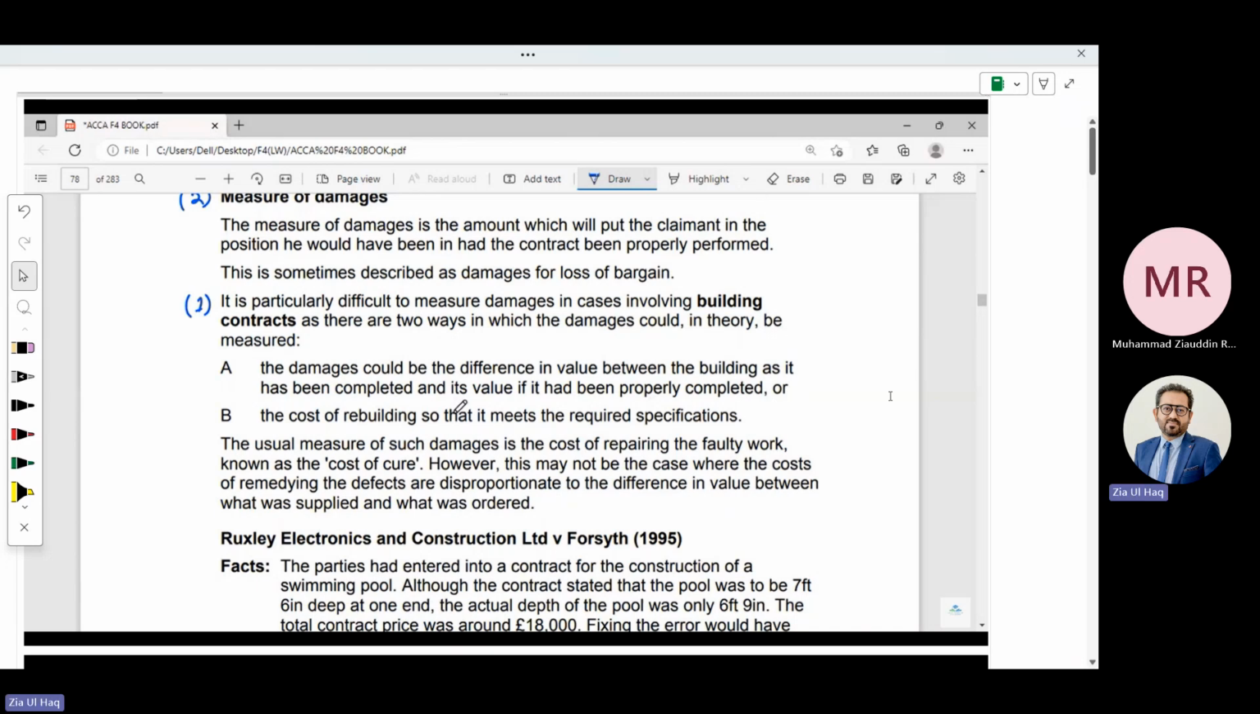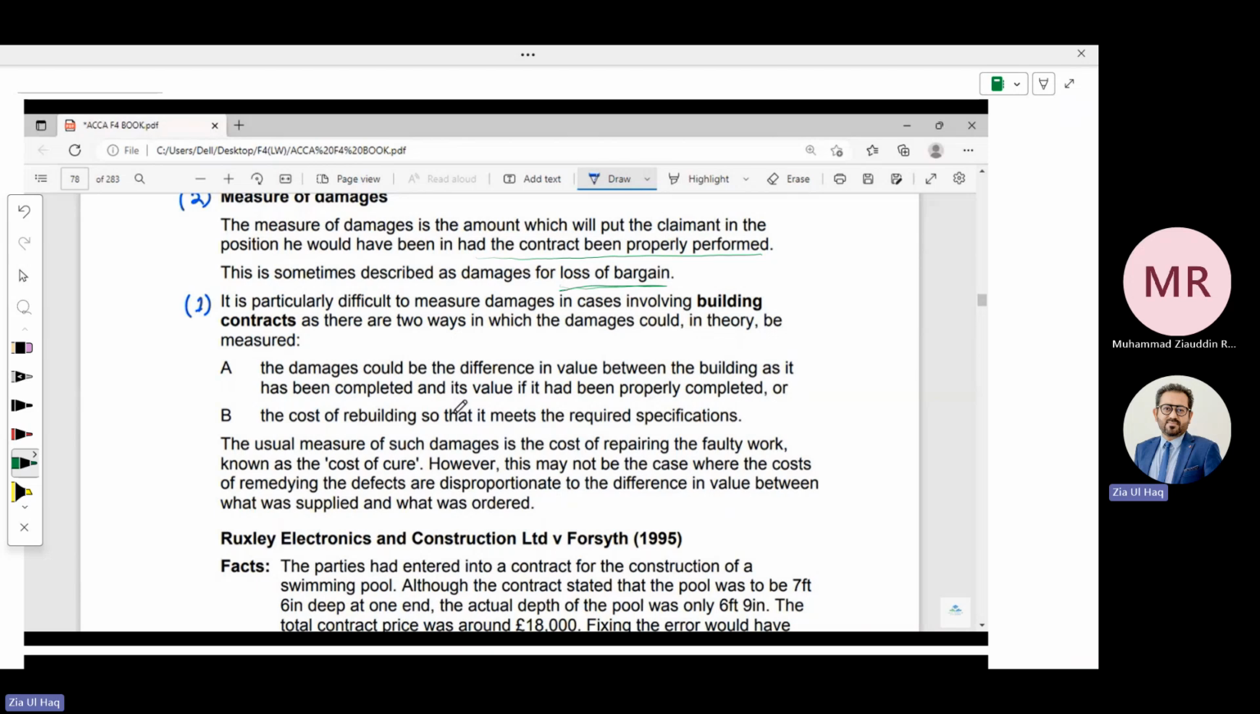Okay. So, in case of breach of contract, what could be the damages? Let's discuss measure of damages. The measure of damages is the amount which will put the claimant in the position he would have been in had the contract been properly performed. I mean, if one party has breached the contract, what could be the damages for the other innocent party? The damages will be the loss of the innocent party. This is sometimes described as damages for loss of bargain.